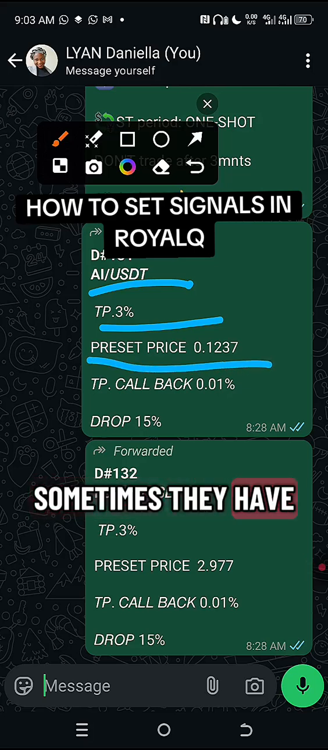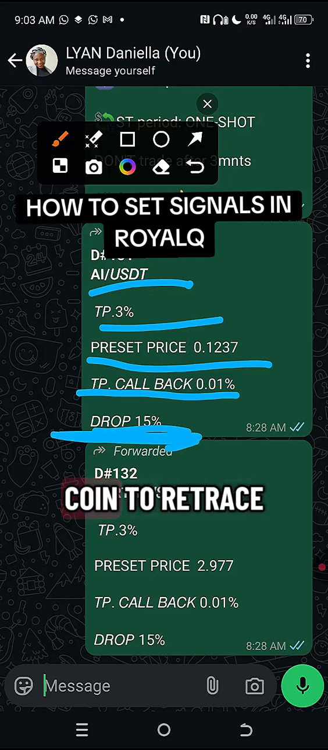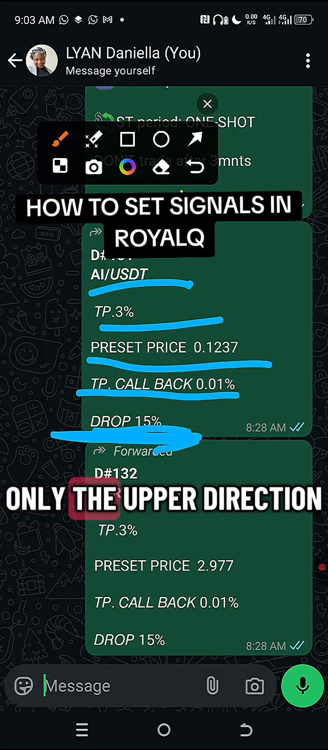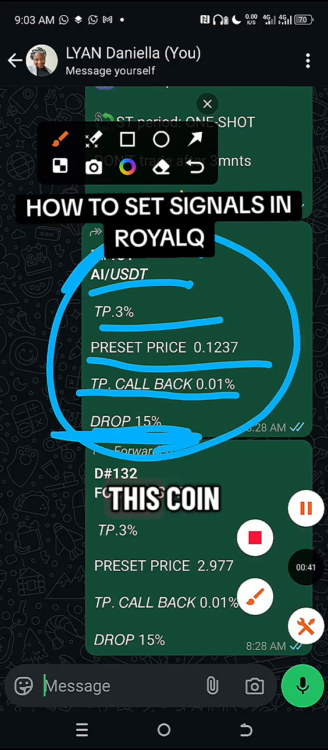Sometimes they have a preset price, but sometimes you buy at the current price. They also have a take profit callback and a drop. How much do you expect this coin to retrace? Because remember, in the spot markets, we trade in only the upper direction. So let's go to our Royalq and see how we can set this coin.